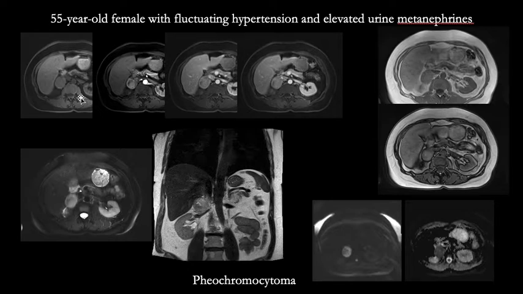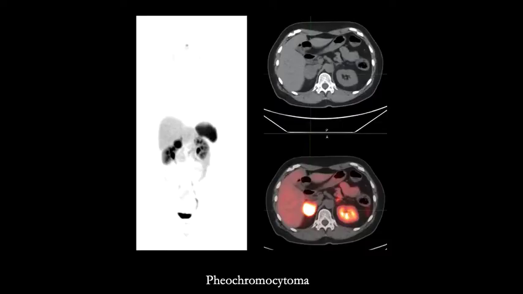The mass shows contrast enhancement seen here on arterial, portal venous, and delayed images. The mass does not have any internal fat because there is no signal drop on out of phase images, but it does show restricted diffusion with high signal on DWI and low signal on ADC. These findings are suggestive of a pheochromocytoma.